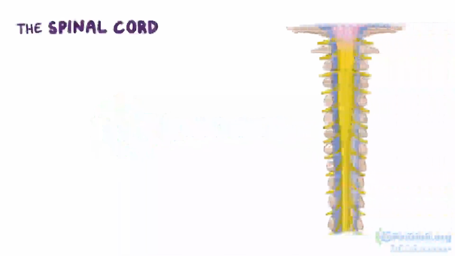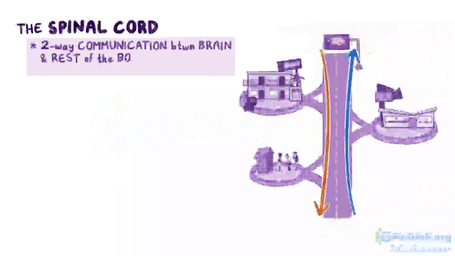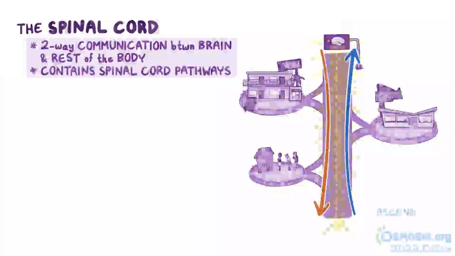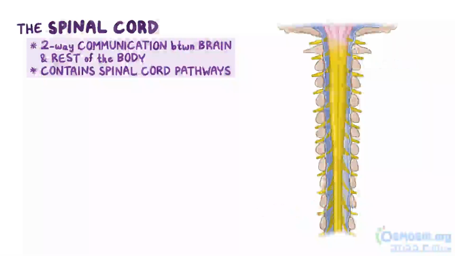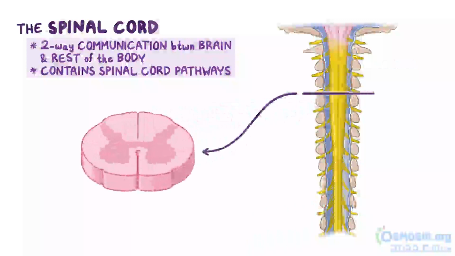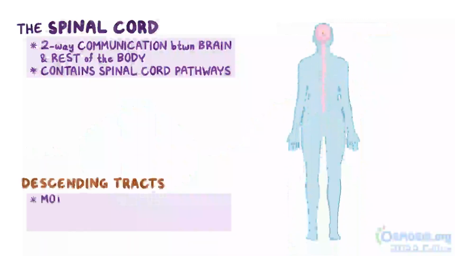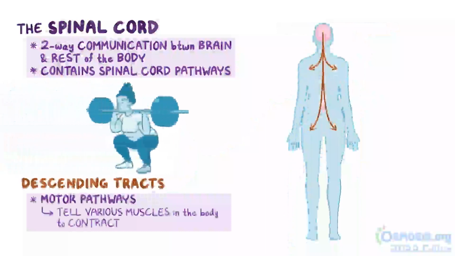The spinal cord is like a highway that enables two-way communication between the brain and the rest of the body. It contains neural pathways, called spinal cord pathways or tracts, which either ascend or descend depending on the information they are carrying. Both types of tracts are made up of neuronal axons that gather into long columns, which are found inside the ventral, lateral, and dorsal aspects of the spinal cord. The descending tracts are the motor pathways that tell various muscles in the body to contract, like when lifting a heavy weight.